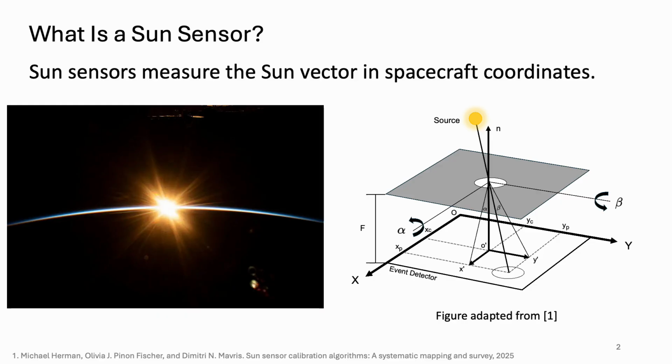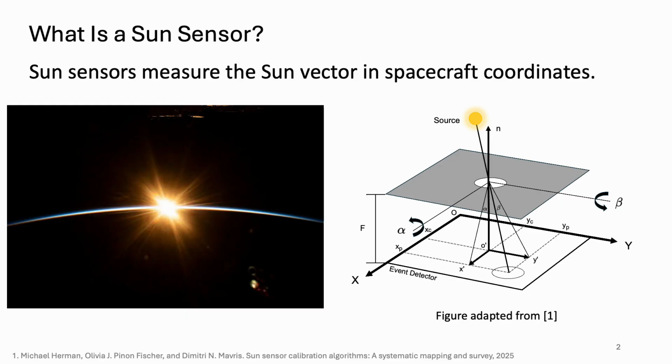One of the biggest uses of computer vision on satellites is in attitude determination, which is figuring out a spacecraft's orientation by observing astronomical objects. Among attitude sensors, sun sensors are the most widely used, because they're simple, low power, and the sun is almost always visible in space. Sun sensors work by estimating the direction and the position of the sun relative to the spacecraft, as shown in the figure on the right.